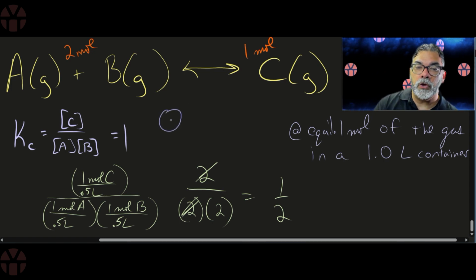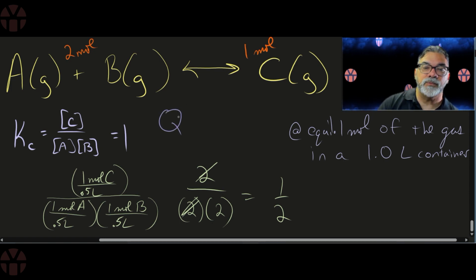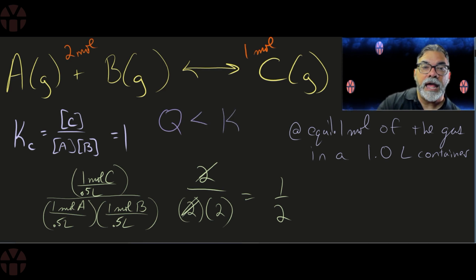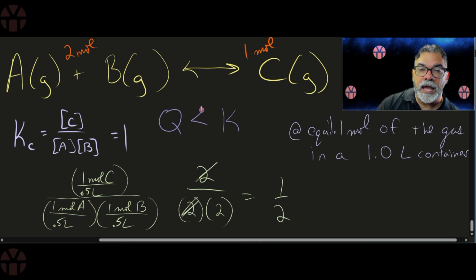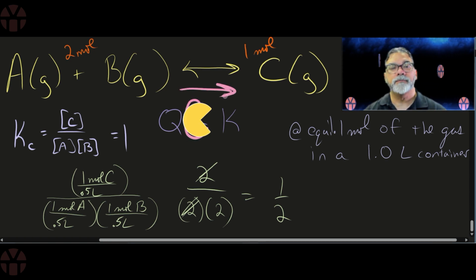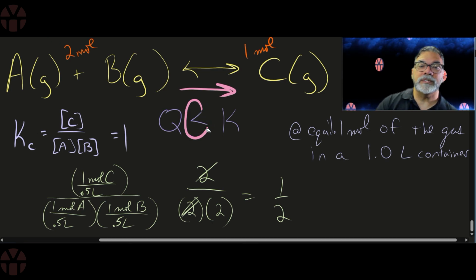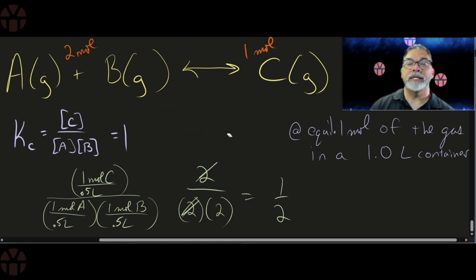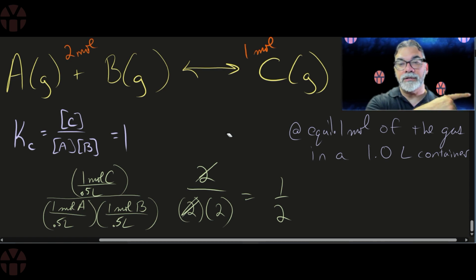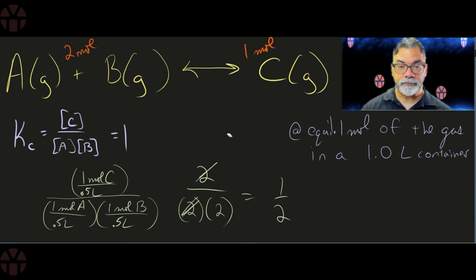So if Q is 1/2 and K is 1, that means Q is less than K. And if Q is less than K, Pac-Man has to chomp to the right. Or if Q is less than K, that means that this reaction is going to shift to the right to compensate.